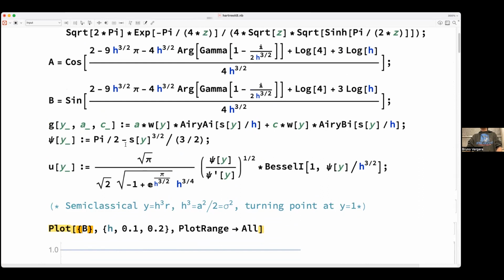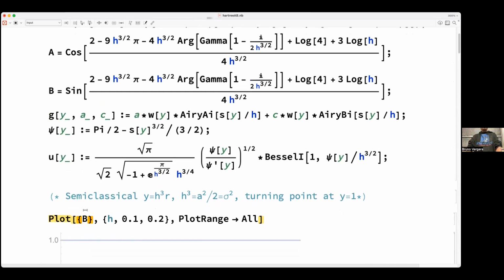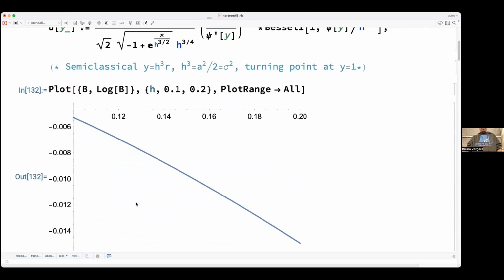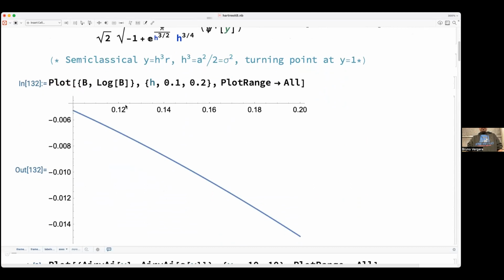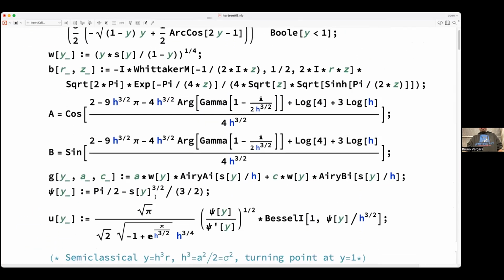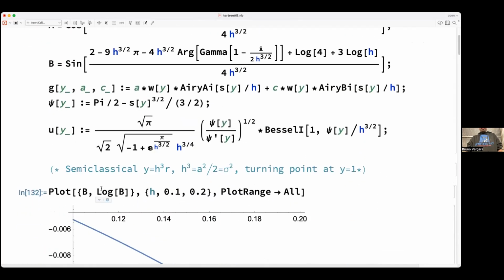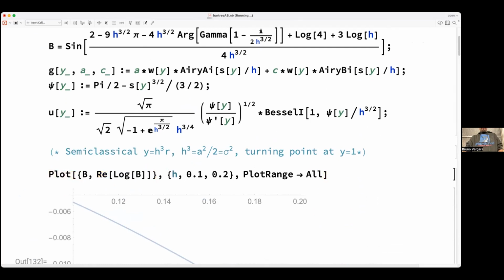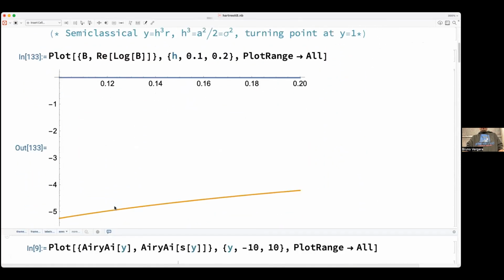Sorry, I don't know what you're saying. You want to understand the value of B. Yeah, but I can plot the logarithm maybe. If you put B and log B as functions of h, you should be able to see if it's exponential. There is something that it's not doing, because log B is complex. So the real part of log B, and the imaginary part.